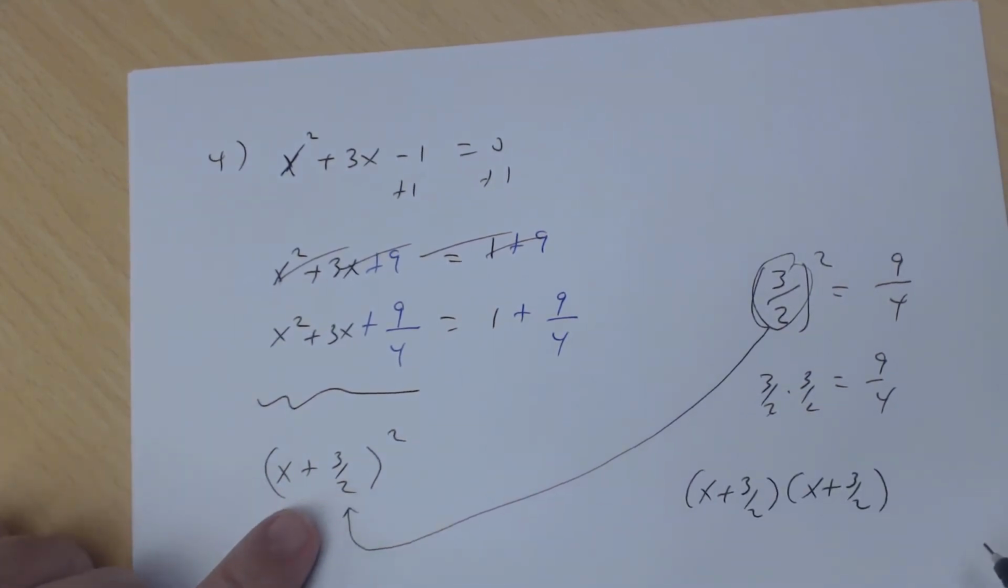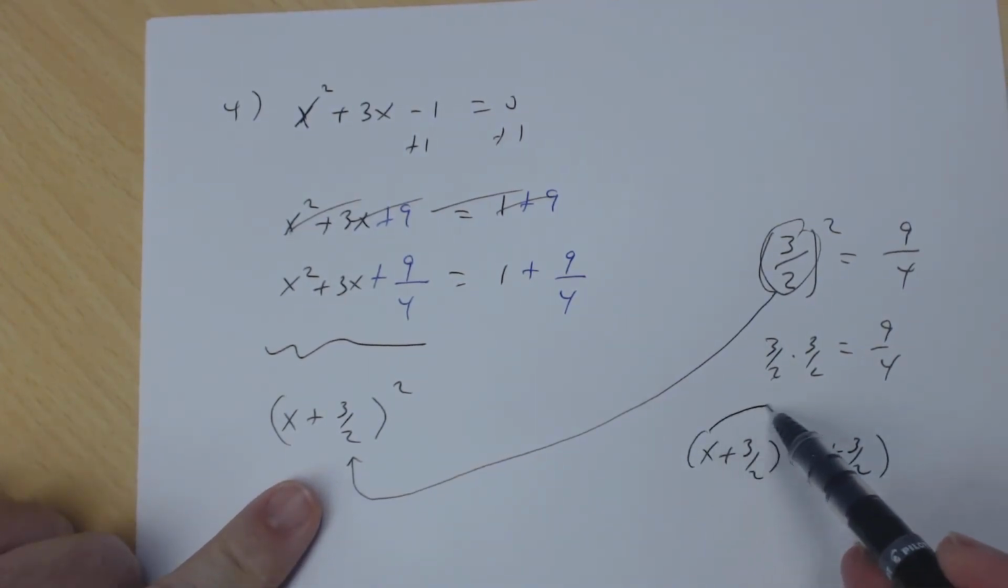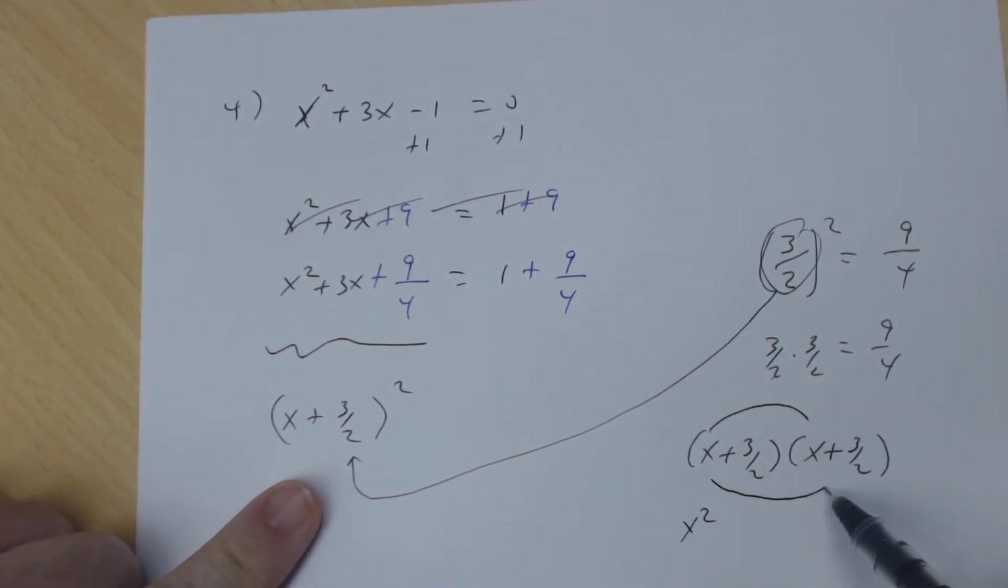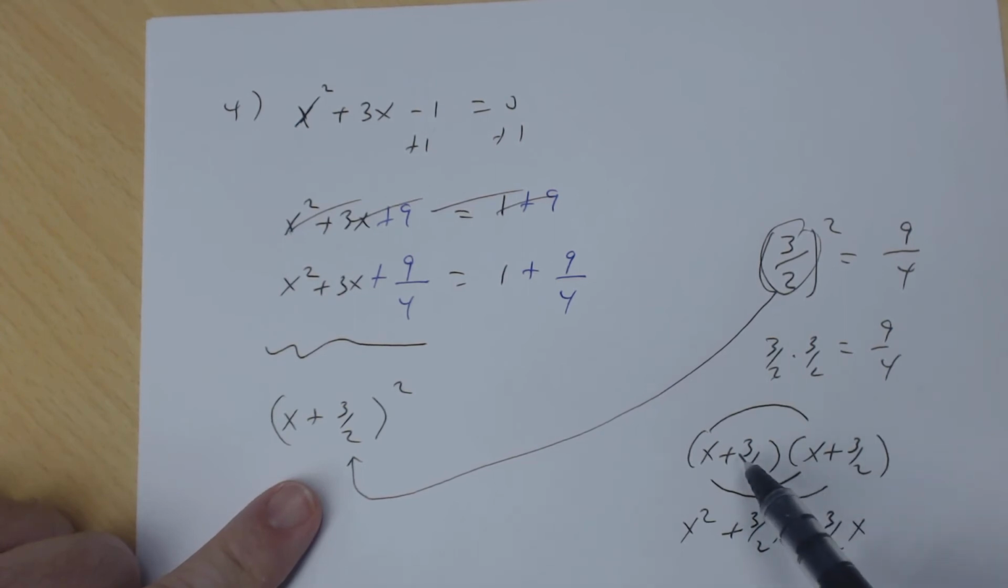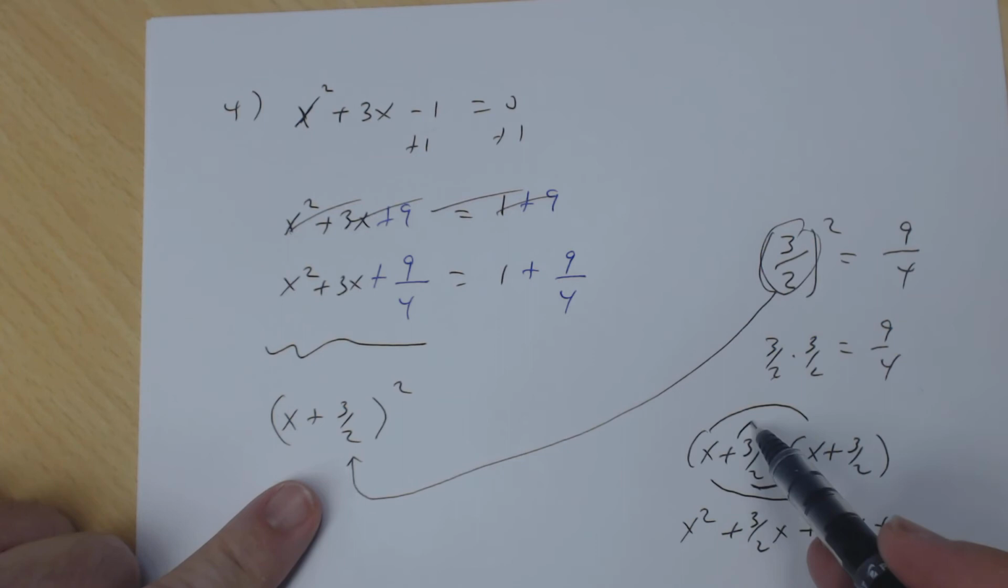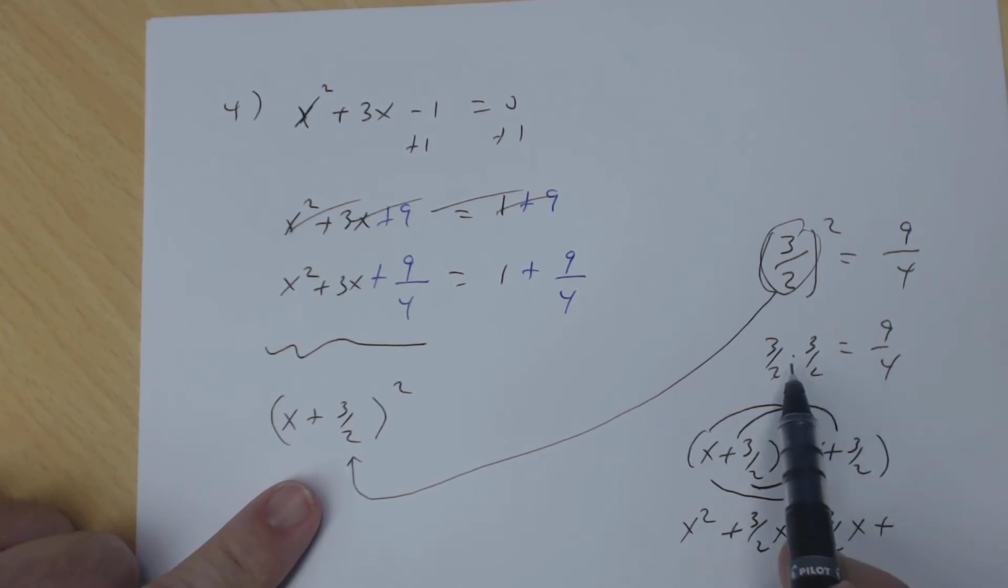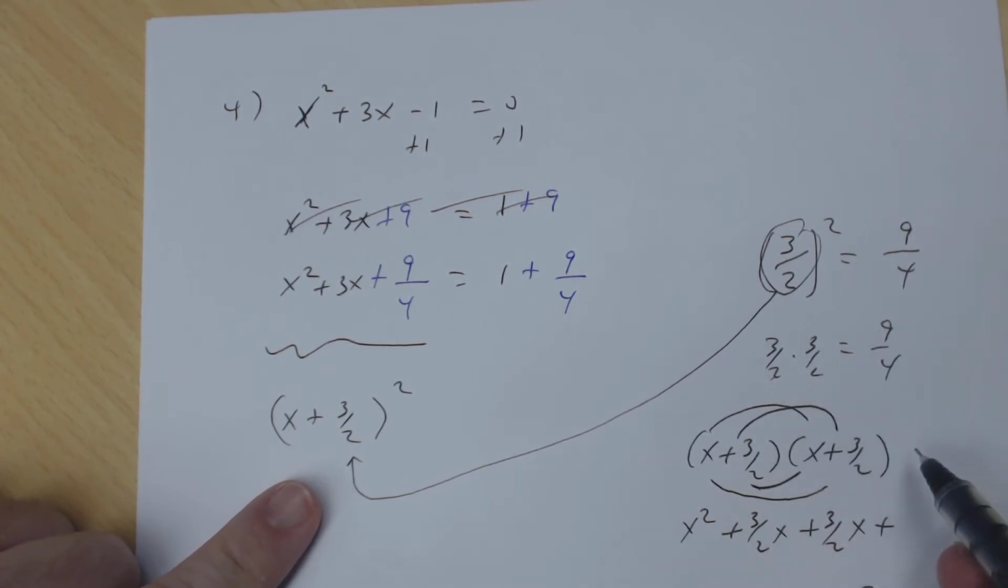All right, so FOIL this out, and let's see what we get. We get x times x is x squared. The outer is a positive 3 halves x. The inner, 3 halves times x, is another positive 3 halves x. Remember, these have to be the same since these binomials are the same. And then plus a positive 3 halves times a positive 3 halves. We'd add that right here. A positive 3 halves times a positive 3 halves is a positive 9/4.